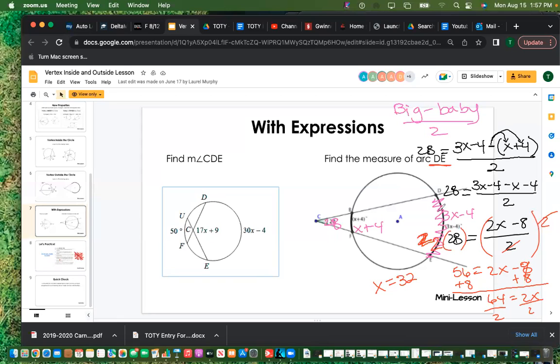Okay, so we have the arc DE. That's what we're trying to find. So we're going to take x equals 32 and we're going to plug it back in. So we're going to take 3x minus 4 and we're going to plug 32 back in. So what's 3 times 32? 64. No, 96. 96 minus 4 is going to give me what? 92. So our final answer is going to be 92.